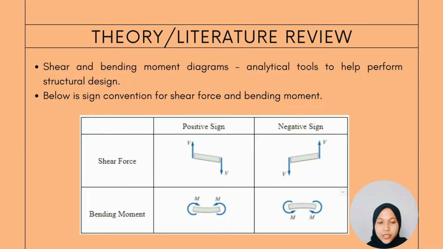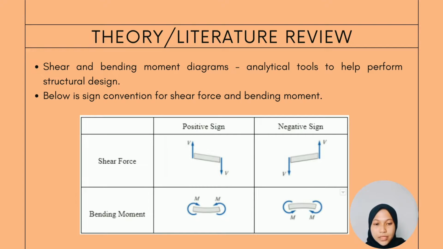Moving on to the second part, which is the theory and literature review. Shear and bending moment diagrams are analytical tools to help perform structural design. We need to determine the value of shear force and bending moment at a given point of a structural element. For shear force, if the right side is tending to move upwards, shear force will be positive, otherwise it is considered negative. For the bending moment, if the beam is bent concave upward at the left side, it will be a positive sign. Otherwise, the bending moment is negative when the beam is bent concave downward.